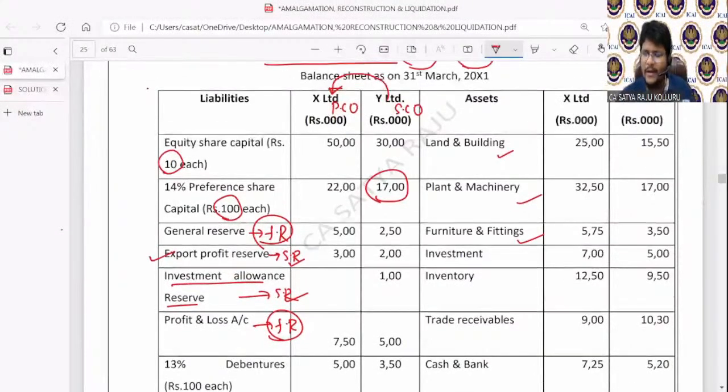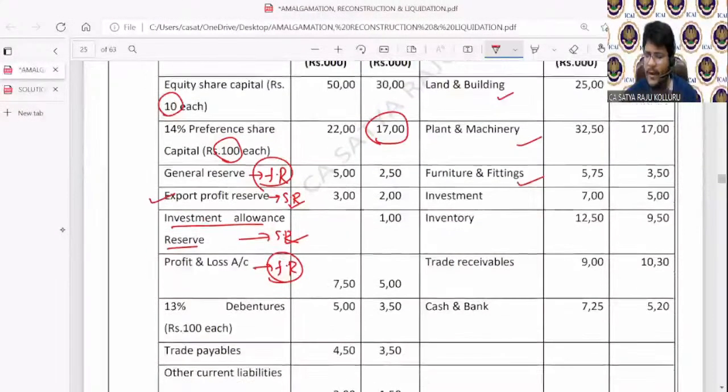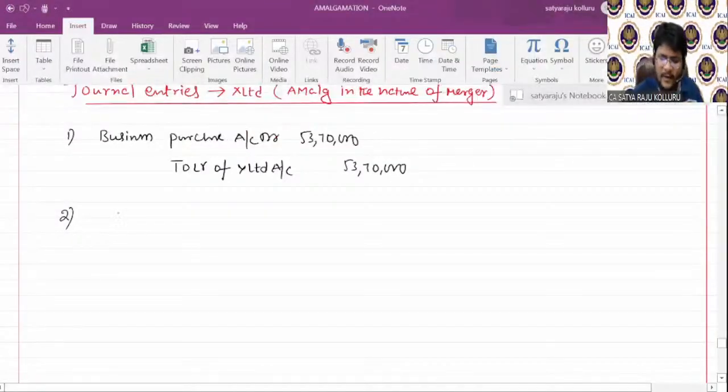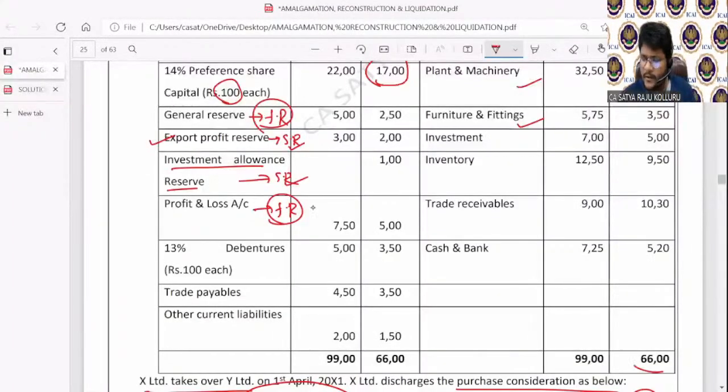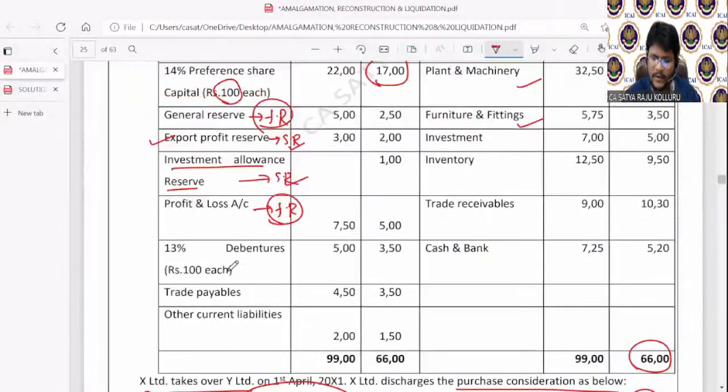Now you can incorporate all assets and liabilities of the selling company in the books of the purchasing company. Sir, X Limited takes over all assets of Y Limited, right? So let me put directly sundry assets. I don't want to write individual assets, but if they ask, you need to present them clearly in the examination. I'm writing sundry assets account debit. The total of the sundry assets given here is 66 lakhs.